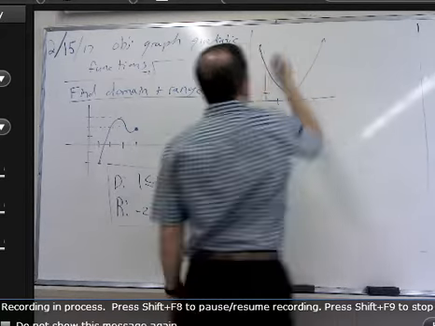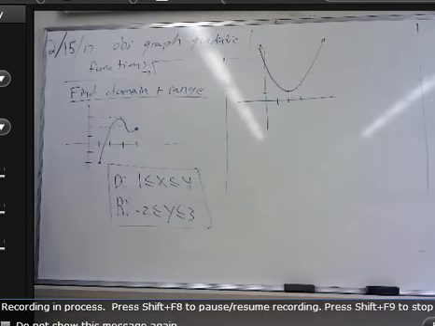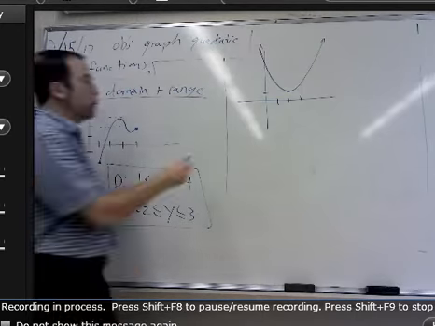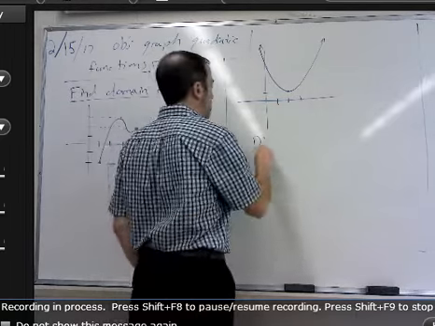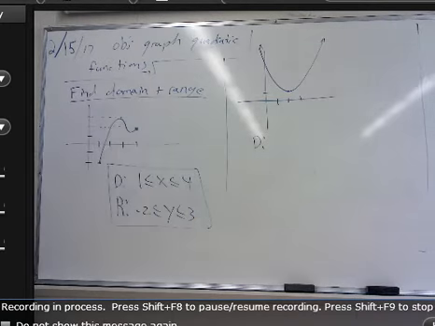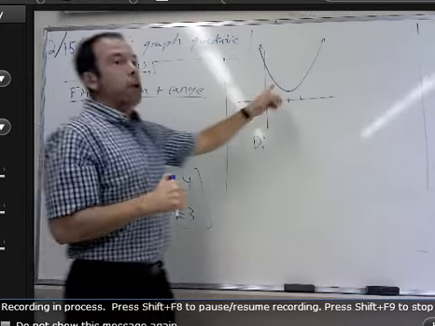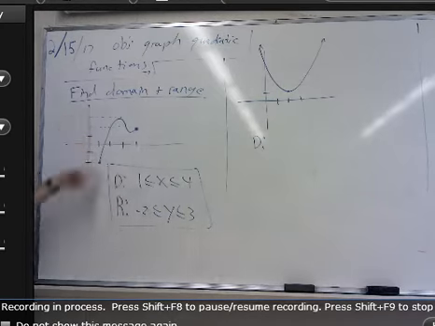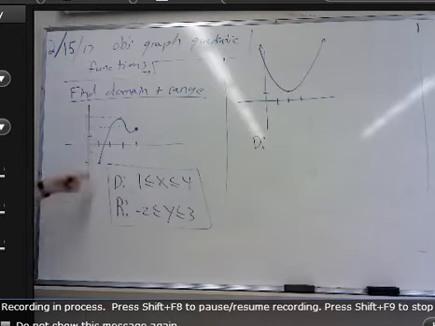So let's say that the vertex is there at (2, 1). What I want to know is, what's the domain? It's infinite, because it goes that way forever. Just like with the domain over here, we're looking for the smallest x value that is covered by the graph.